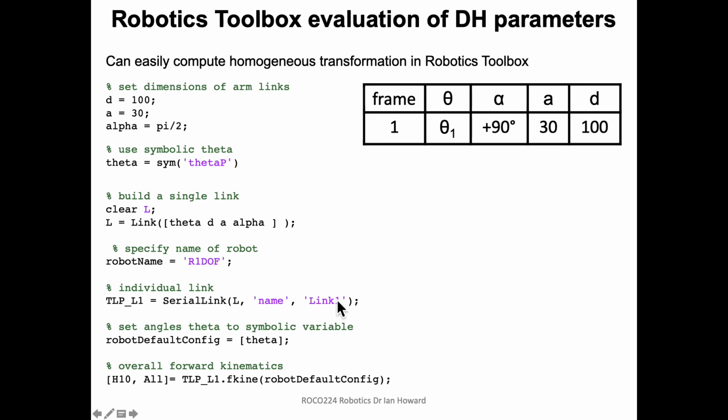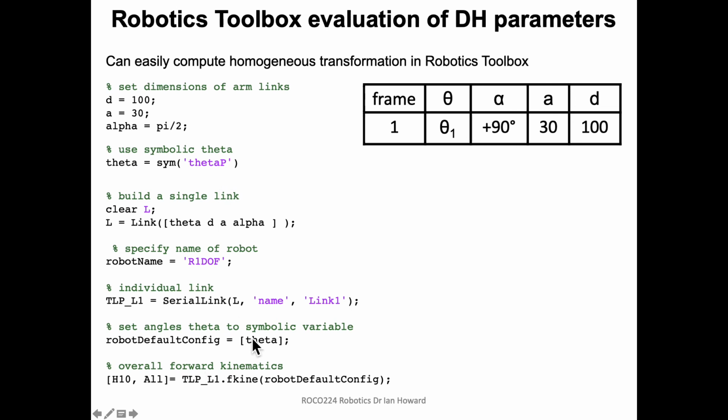I'm then building a serial link. So this is my list of robotic linkages. I've only got one in there though, so it's just going to give you one. I'm then setting my angle, so I'm putting the default configuration in. I'm just setting my angle to my symbolic theta because I want to know what the forward kinematics are going to be when I've got a value theta. But theta is symbolic and Matlab can handle that.